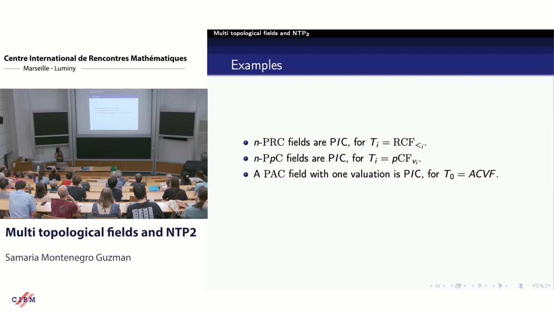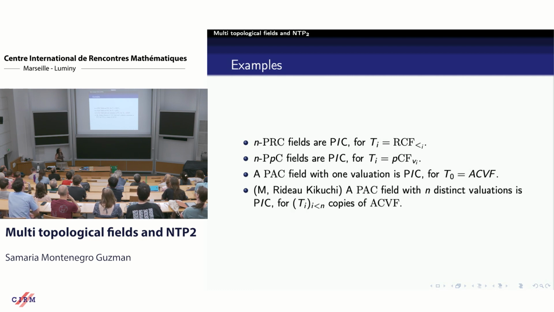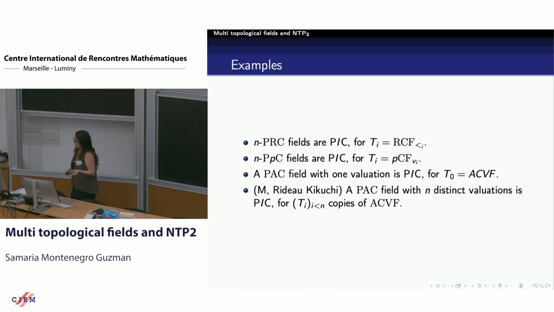So some examples, for example, if you take Ti copies of real closed fields with different symbols for the orders, you will obtain n-PRC; PIC will be n-PRC, again for the p-adic valuations. If you take, for example, ACVF as the only theory, you will obtain PAC with one valuation. And in fact, we generalize this a little bit, and we prove that pseudo-algebraically closed fields with n different valuations are PIC when you take Ti different copies of ACVF, okay? So now we have more examples, not only PRC and PpC.